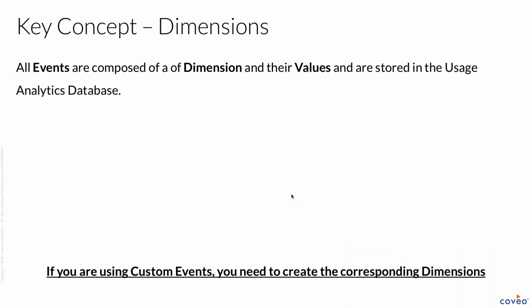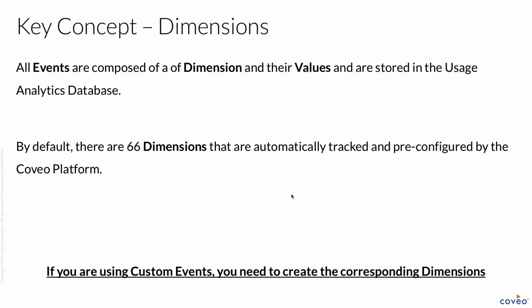So all events are composed of dimensions and their values, and all of that is stored in the usage analytics database. By default, there are 66 dimensions that are automatically tracked and pre-configured for you. Dimensions like action cause that we just saw, query text, and of course others like the country, the device that is used by the visitor, timestamp, and many, many more.